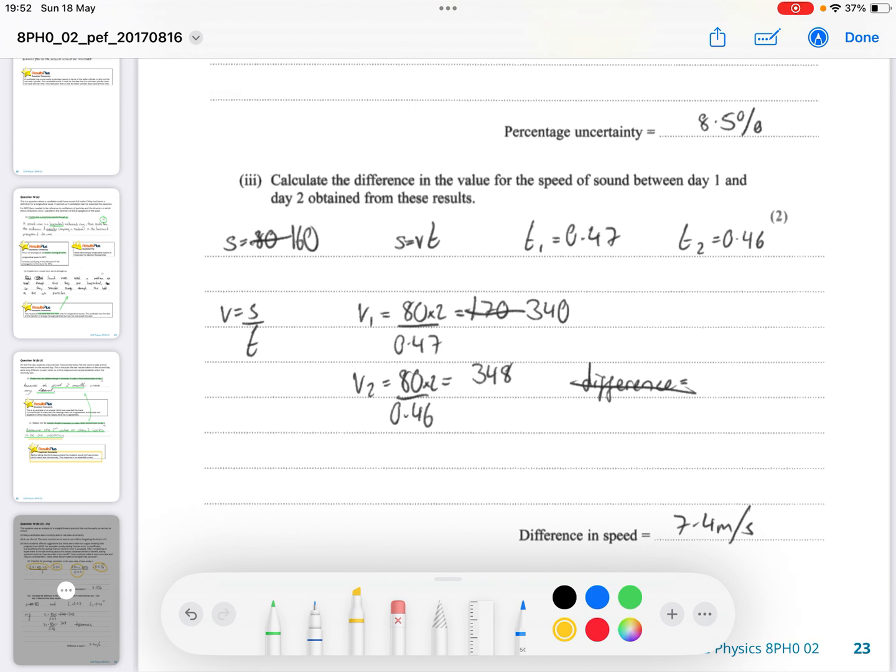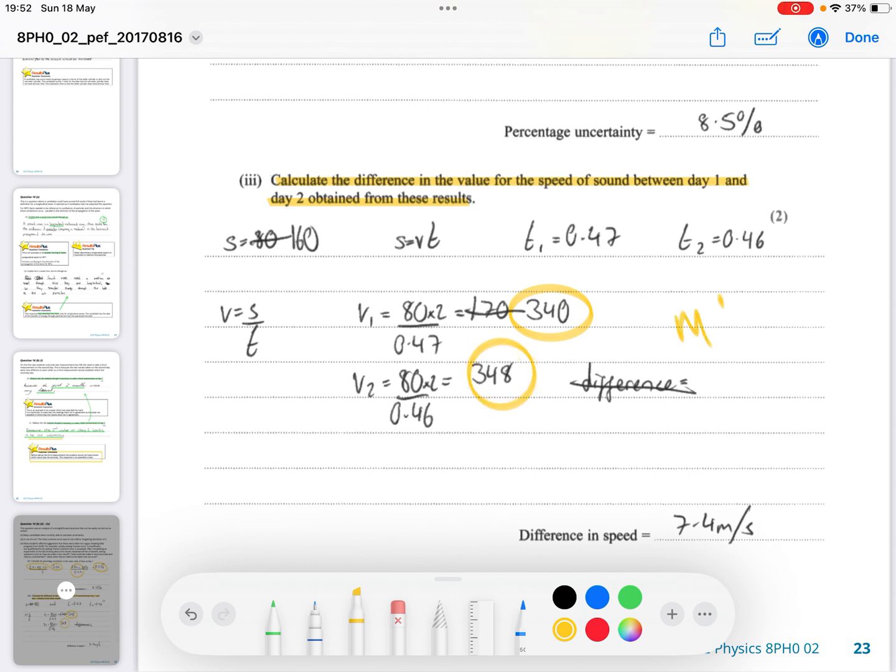And then you can calculate the difference in the value between the speed on day 1 and day 2. Basically, the only difference between day 1 and day 2 was the temperature. So you can see that the difference in the 2 speeds, one was 340, according to the student, the other was 348.